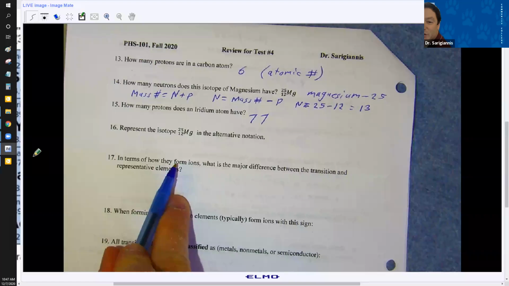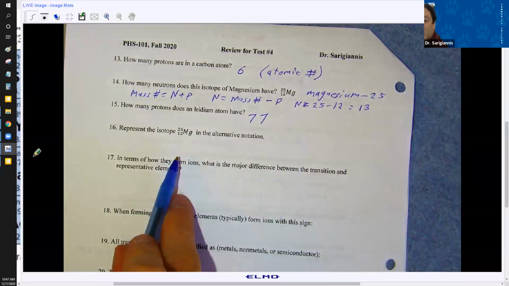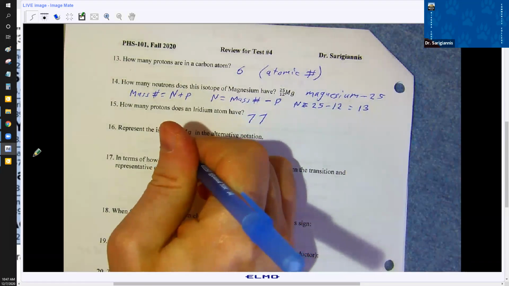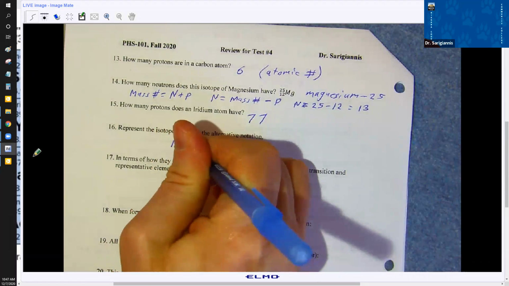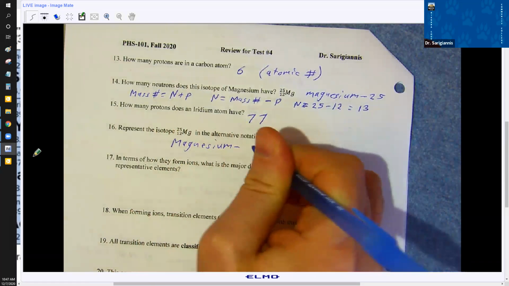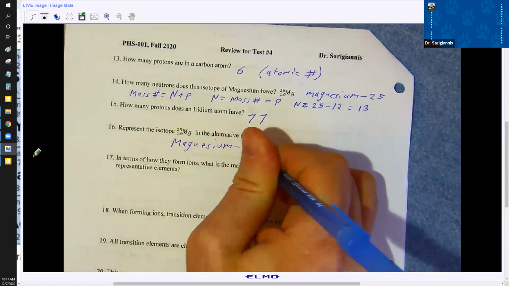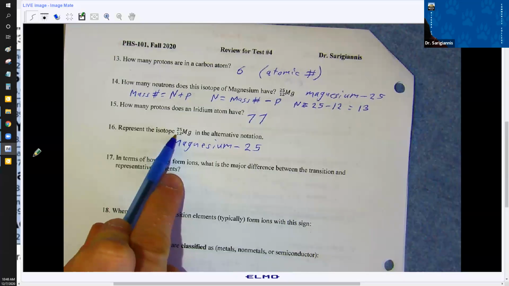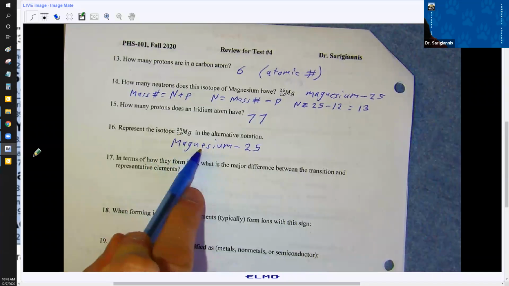And number 16, I essentially already did for you up here. Represent the isotope magnesium 25 12 in the alternative notation. So again, the alternative notation is just writing the name of the element with a dash and its mass number. And the reason we can do that is because with the periodic table, we can just look up the element and find its number of protons. So that 12 is something we can find in the periodic table.